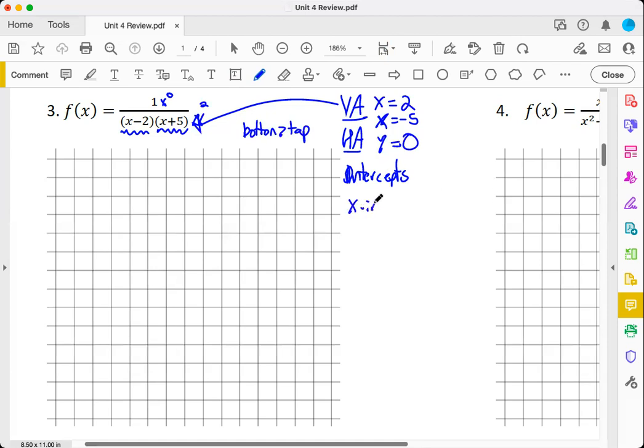And then the intercepts. Luckily, this is going to be a pretty easy one because the x-intercepts will occur when y is 0. But really, to solve that, you're just setting the top equal to 0 and solving that. Well, let me ask you, can 1 ever equal 0? So in this case, there are no x-intercepts.